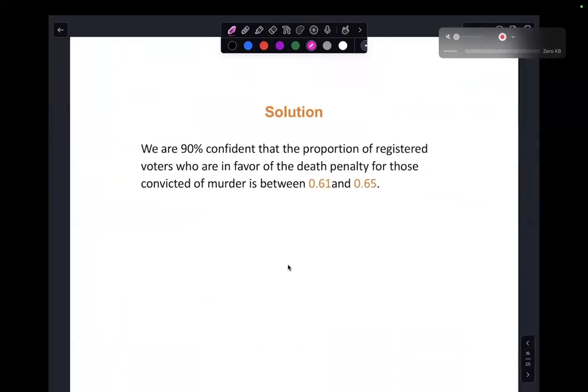So here's their interpretation. We are 90% confident that the proportion of registered voters who are in favor of the death penalty for those convicted of murder is between 61 and 65%. We're going to do another example. Questions before I move on?